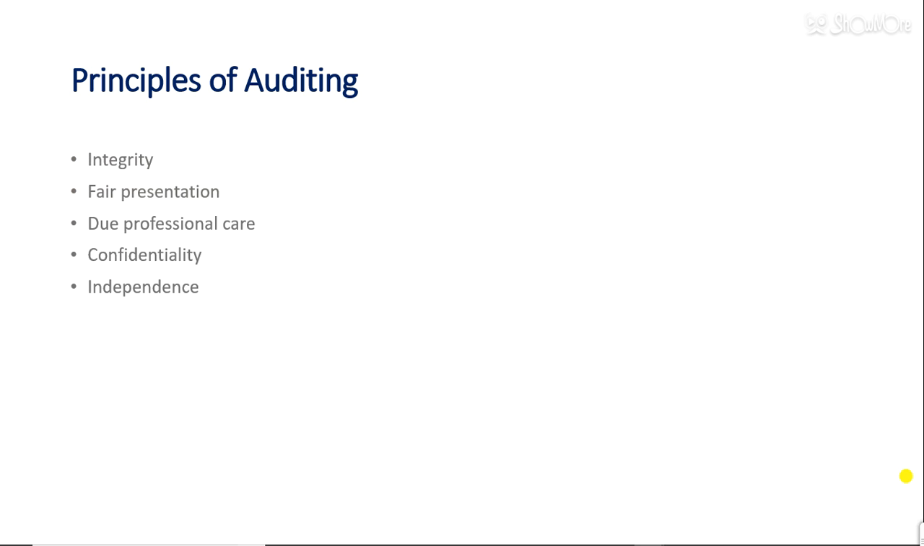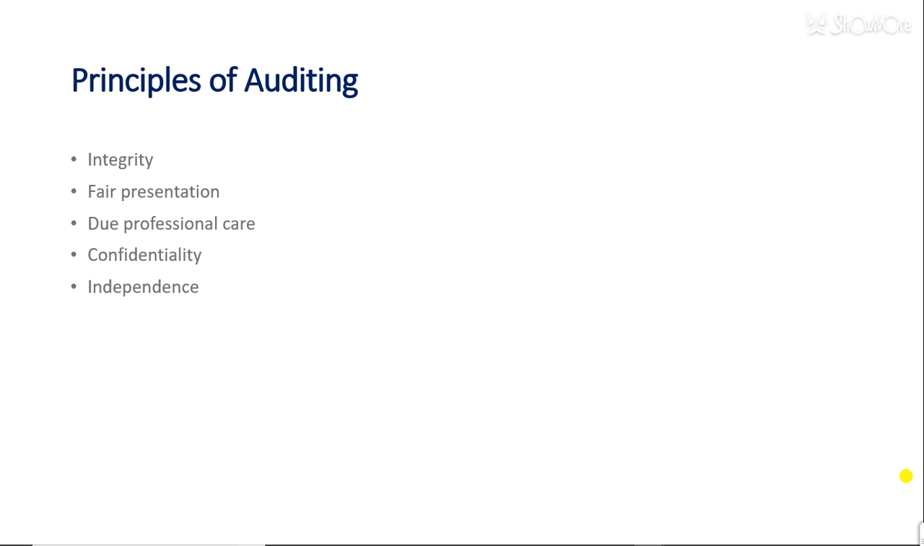Principles of auditing. Integrity. Auditors and the person managing the audit program should perform the work with honesty, diligence, and responsibility, and perform their work in an impartial manner. Fair presentation. Auditors are obliged to report truthfully and accurately. Audit findings, conclusions, and reports should only reflect the audit activities objectively, timely, clear, and complete.